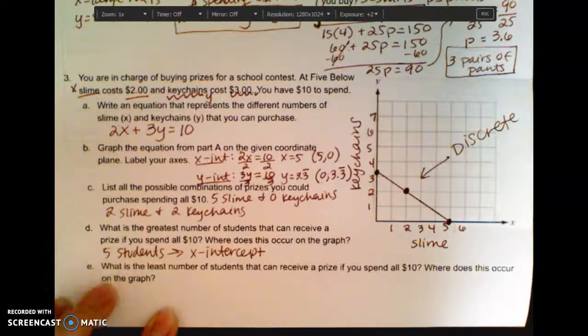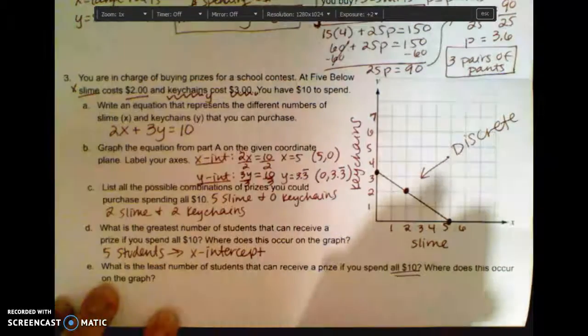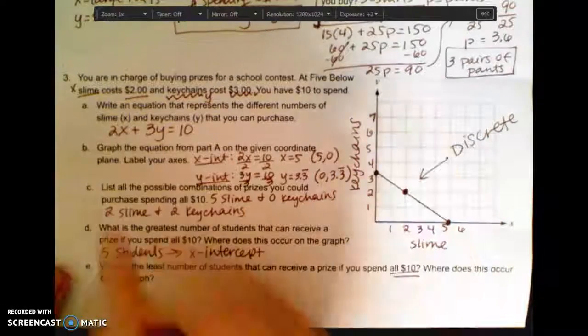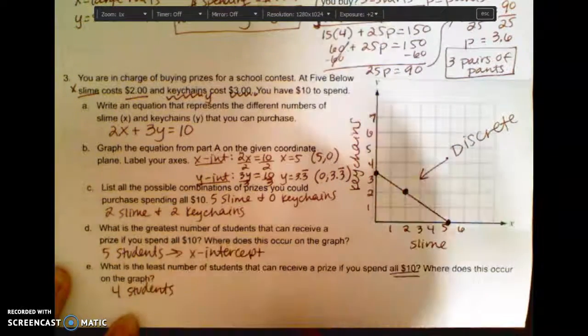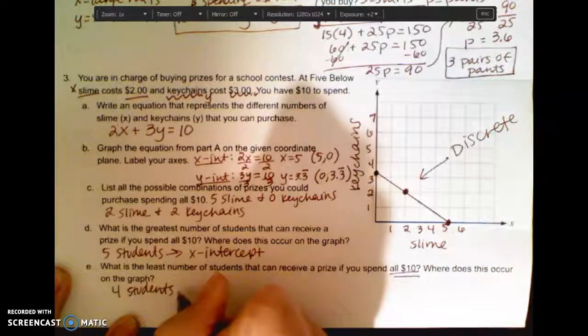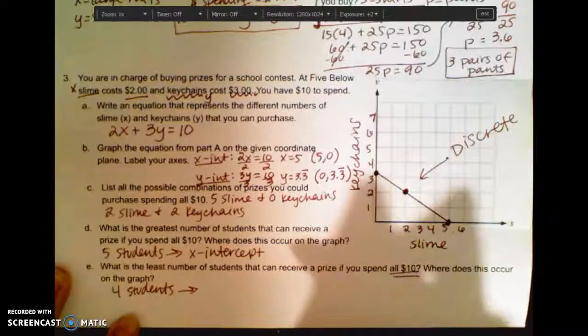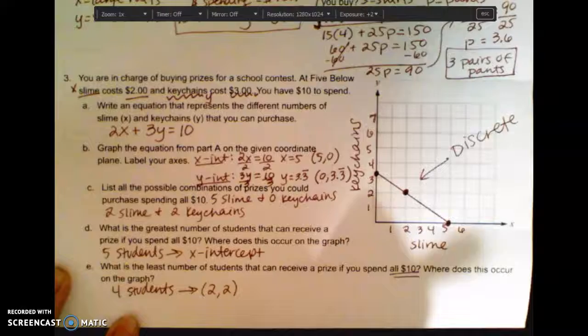And last question, what's the least number of students that can receive a prize if you spend all $10? So the answer here cannot be 0 students because we are going to spend that entire $10. So this means our answer is 4 students because my only other option for spending all the money is 2 slime and 2 keychains. And where do we find that on the graph? Where does it occur? It's just at the point (2, 2).